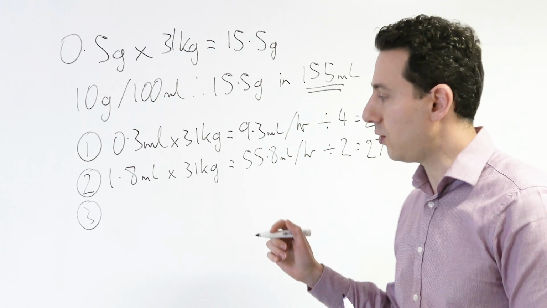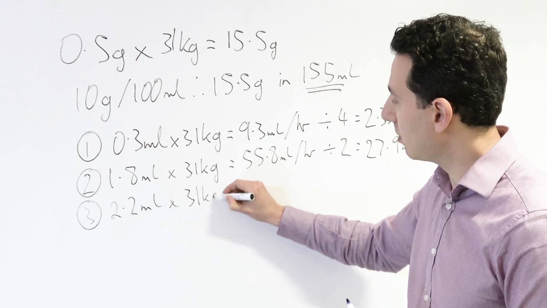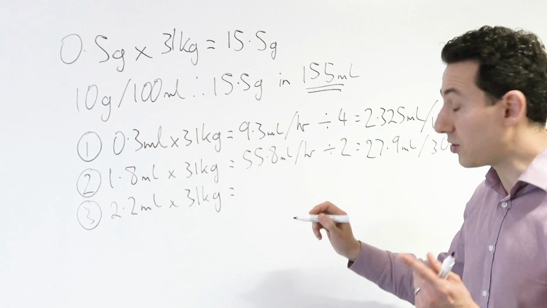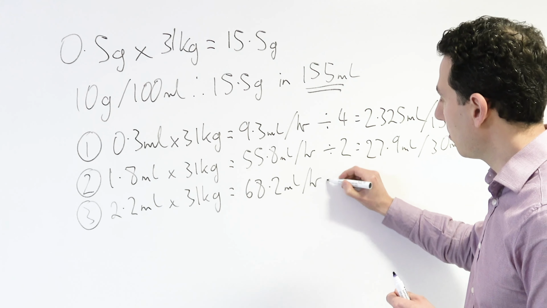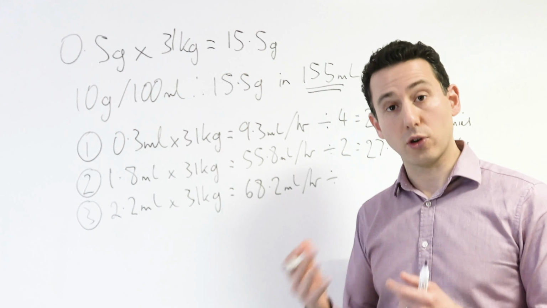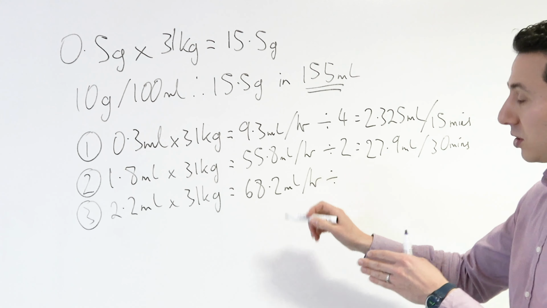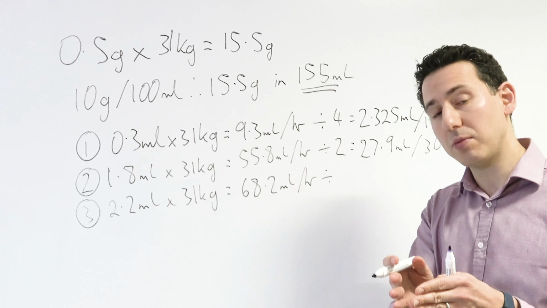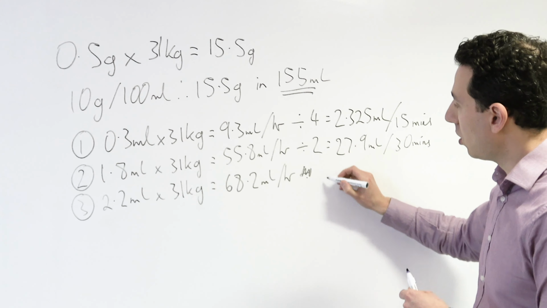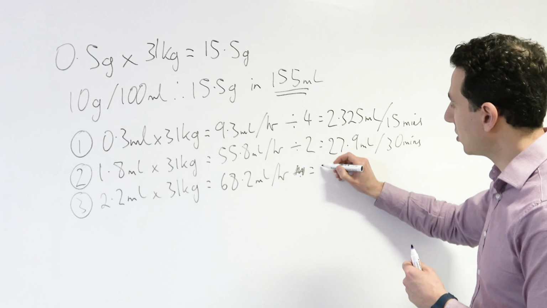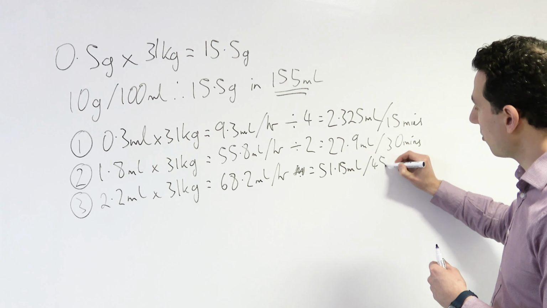Step 3 here, the infusion rate is 2.2 mils times 31 kilograms again, and that gives us 68.2 mils per hour. But again, we know we're only giving that for 45 minutes, or 3/4 of an hour. So if I work out 68.2 mils in 60 minutes, I could divide by 60 to give me 1 minute, and then multiply by 45 minutes. So I'm actually not dividing at all. But I've explained how to do that, which gives us a total of 51.15 mil in 45 minutes.